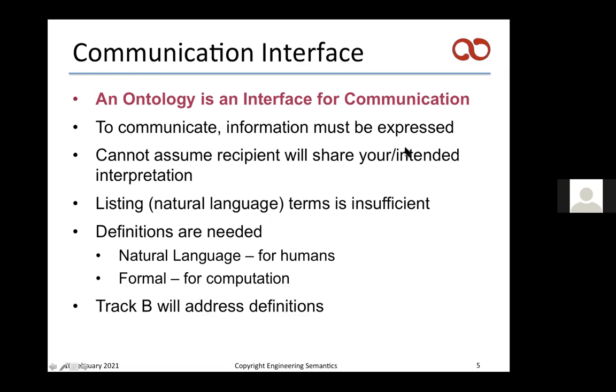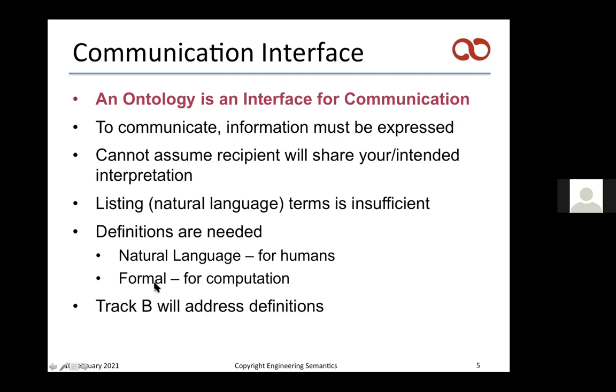So in order to convey that information in your communication, you really need definitions. So what are the natural language definitions? And those are for humans. And then what are the formal definitions in some particular language, whether it's first order logic, common logic, OWL, something that can be used for computation. And of course, we would expect that the natural language definition and the formal definitions are consistent with each other.